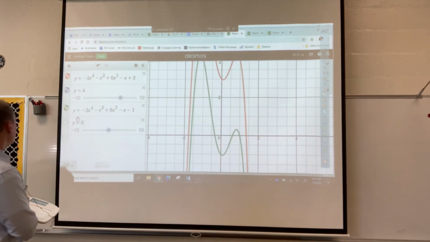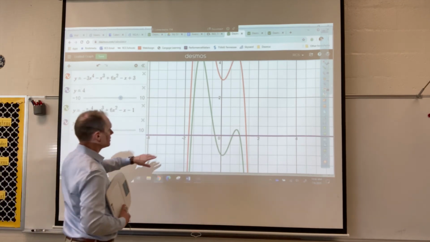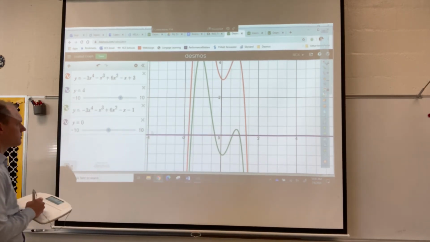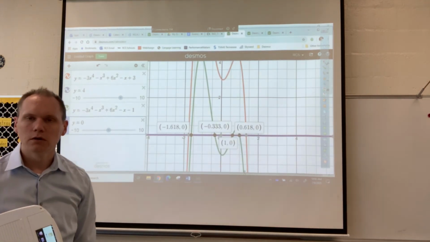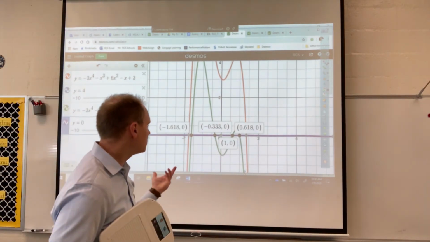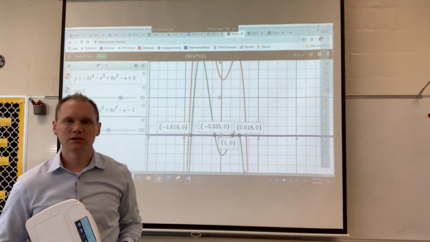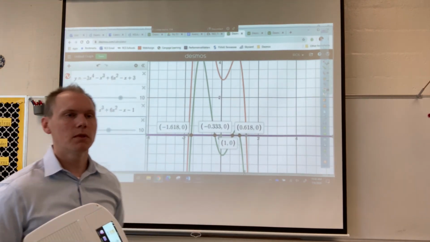There's the graph there. And now that it's set equal to 0, I'm wondering, where does it cross the x-axis? Where does this green graph here cross the x-axis? Where does it hit 0? If I highlight these points here, I get the same solutions. So sometimes you might want to do that, especially if you're using a TI calculator, but just know that that's an option, right?